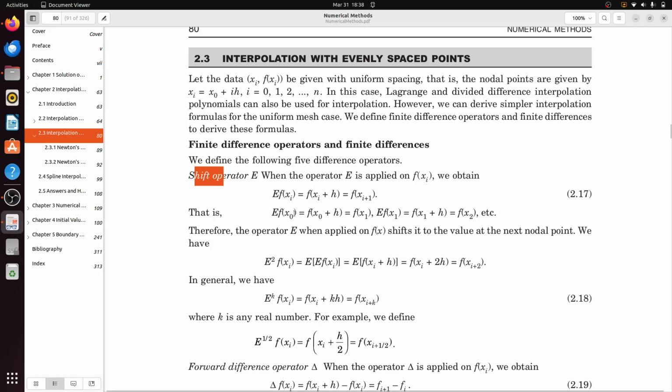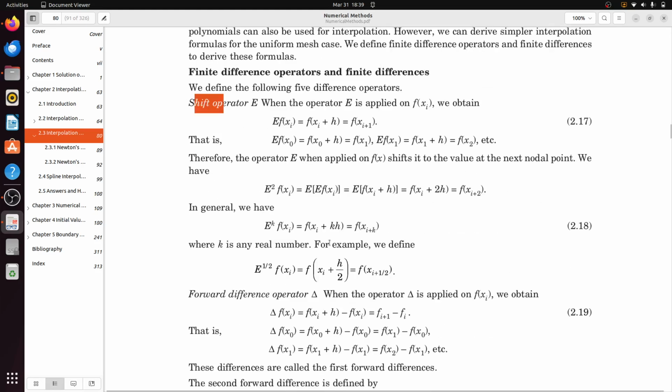Also E of f(x0) equals f(x0 plus h), which is equal to f(x1). E square f(xi) is E of E f(xi), so E of f(xi plus h) equals f(xi plus 2h). In general, the kth order shift operator E^k f(xi) equals f(xi plus kh), where k is any real number.